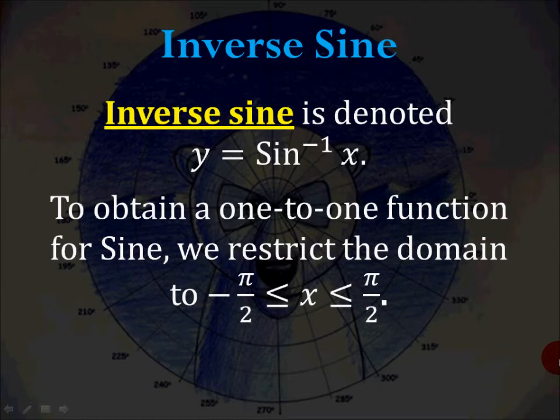Likewise, the inverse sine is denoted by y equals inverse sine of x with a capital S. Now, the domain here is different. For this, the domain is going to be -pi over 2 to x is pi over 2. Now, what's actually happening here is the domain of this inverse function is actually from -1 to 1. The range is going to be from -pi over 2 to pi over 2.